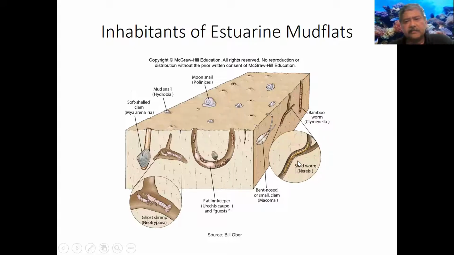mudflat region. Okay, so this one right here is actually called the sandworm. It's an Eurythoe, and oftentimes when you're taking a marine biology class in a lab, you'll do a dissection of a sandworm as an example of an annelid, which is the group of segmented worms like the earthworm.